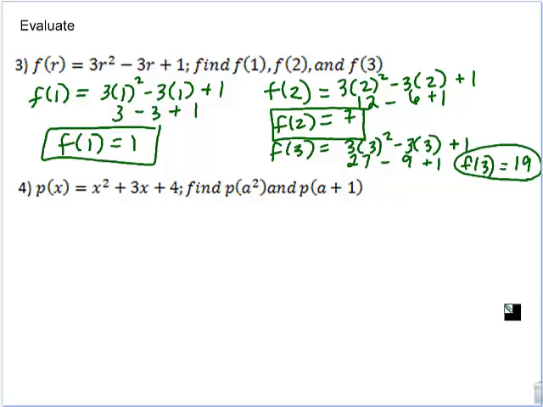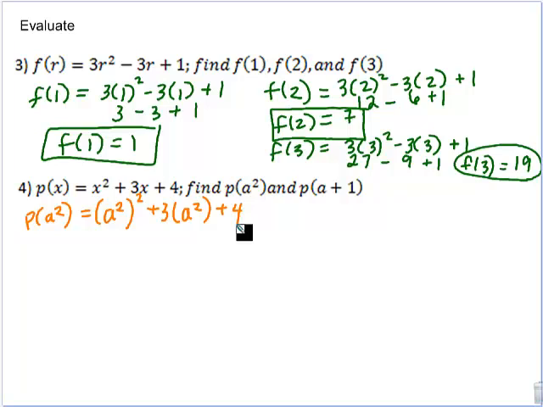So what do you think we should do to find p of a squared? Instead of having x's in our equation, what should we replace them with? Yep, the a squareds. So every time we see an x here, we're going to replace it with an a squared for this one. So p of a squared would be a squared squared plus 3 times a squared plus 4.